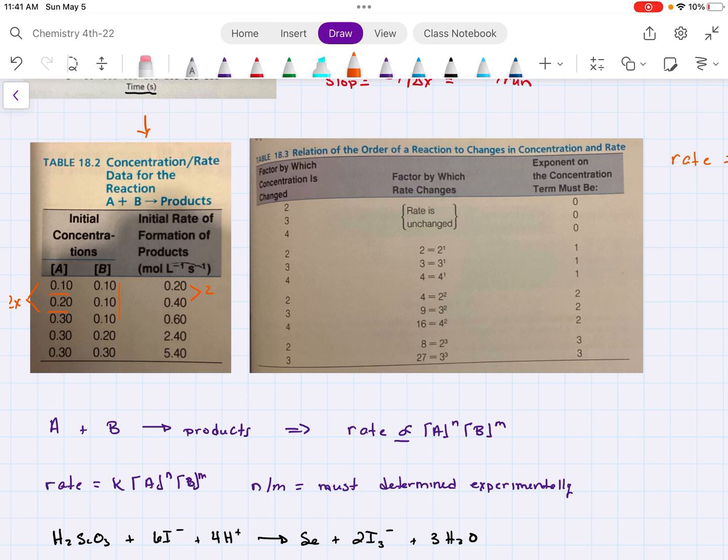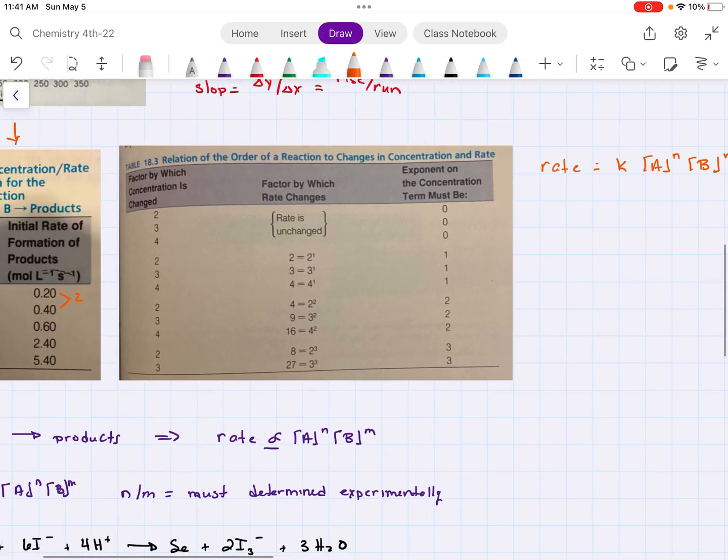So what we're seeing here is a one-to-one change, because you're seeing a doubling of one and a doubling of the other. So that tells me that it's a one-to-one. If one doubles, the other one doubles. So let's take a look at our reactants.